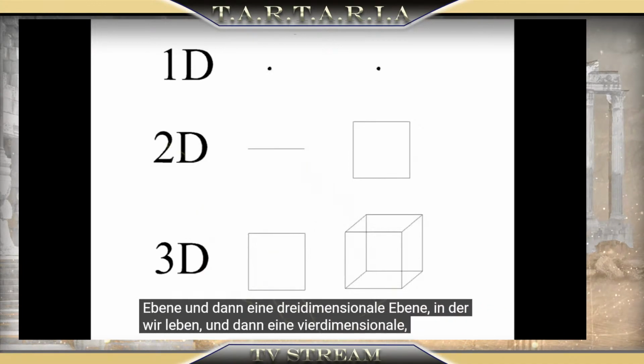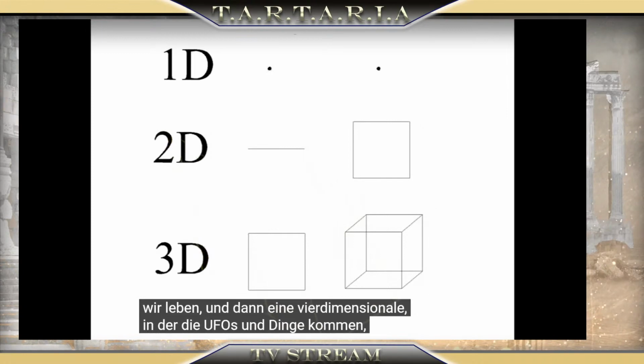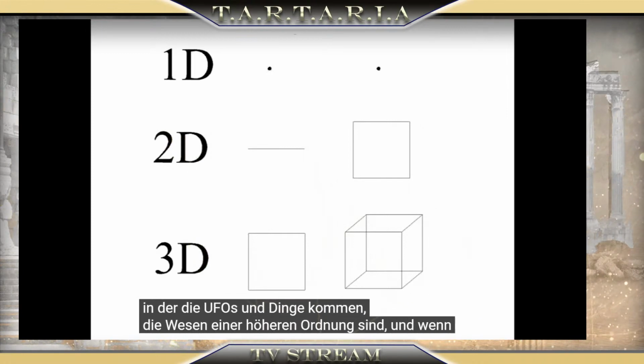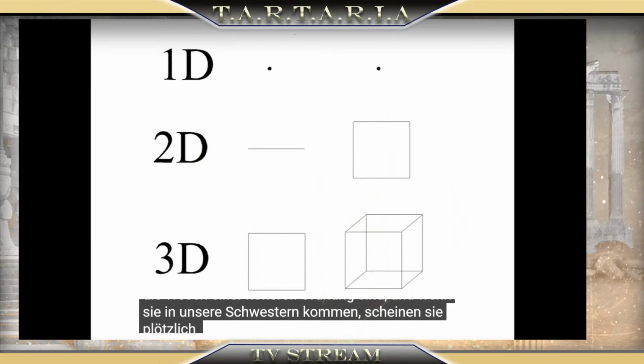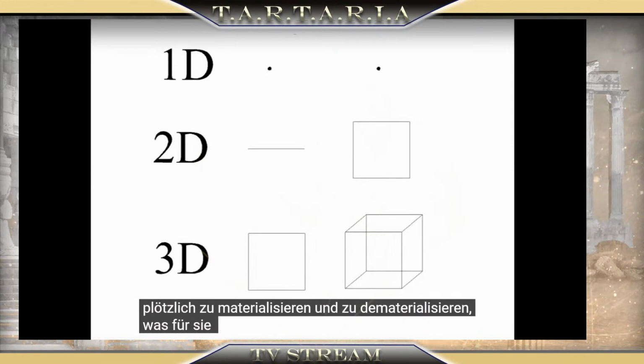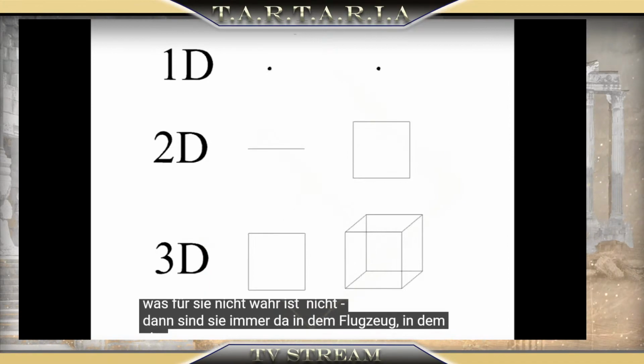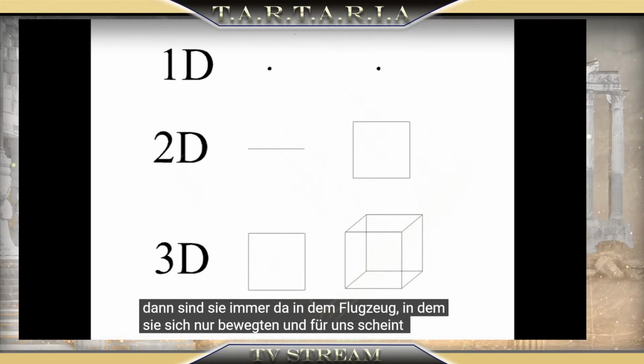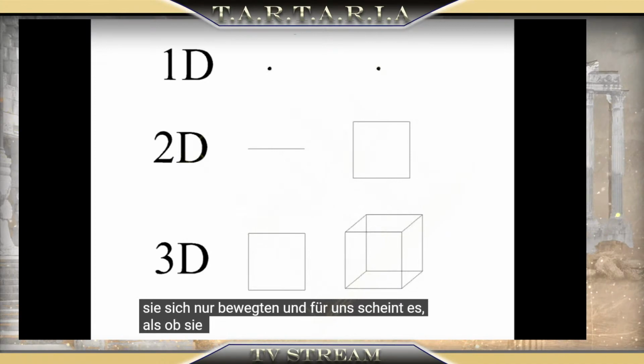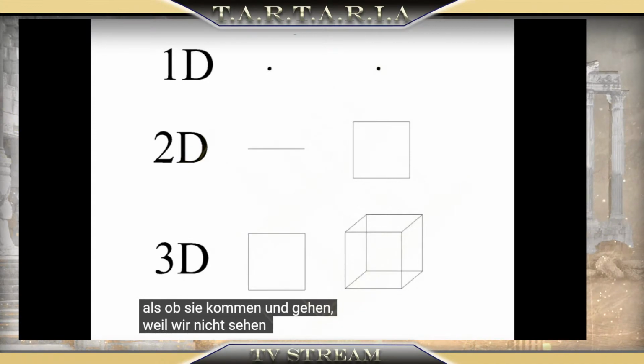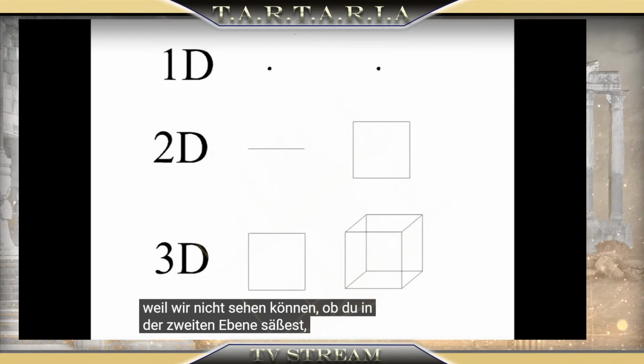And then a 4th-dimensional is where the UFOs and things come in, which are beings of a higher order. And when they come into our existence, they seem to suddenly materialize and dematerialize, which is not true. To them, they don't. To them, they're always there in that plane. They're just moving about, and to us, it seems like they are coming and going because we can't see, like if you were in the second plane dimension.